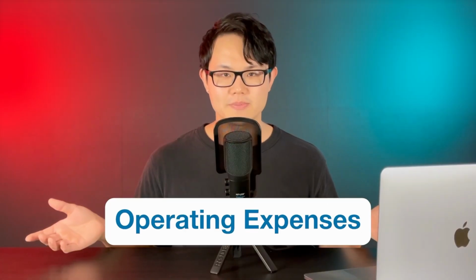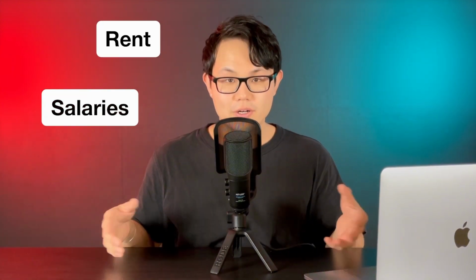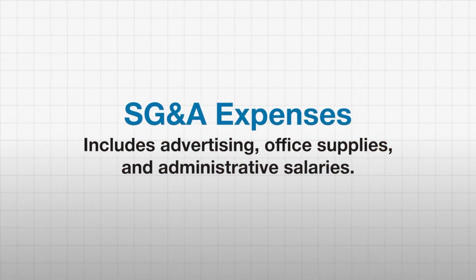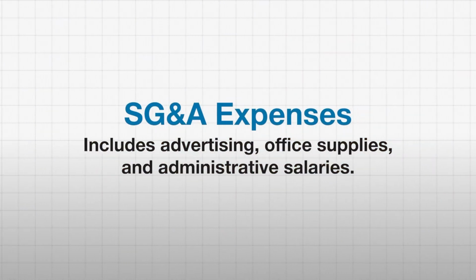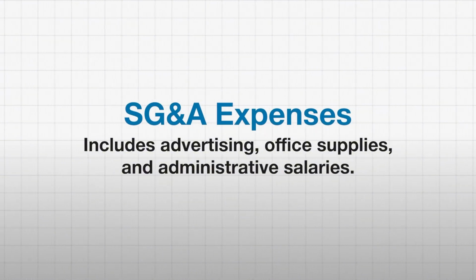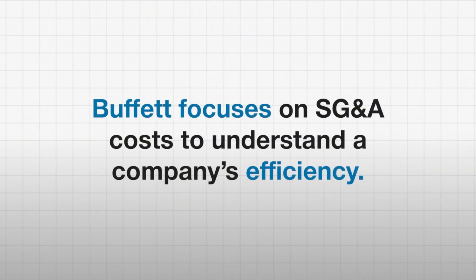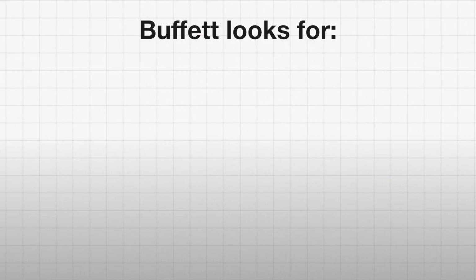Next, we have operating expenses, which cover the costs of running the business that aren't directly tied to producing goods, such as salaries, rent, marketing, and office expenses. The first operating expense is selling, general, and administrative expenses, SG&A, which include advertising, office supplies, and administrative salaries. Buffett focuses on SG&A costs to understand a company's efficiency. Here's what Buffett looks for.